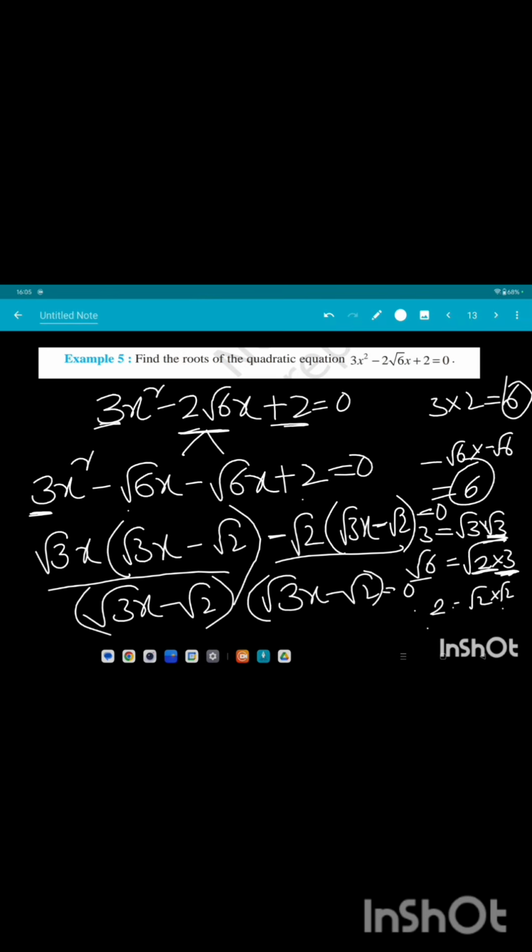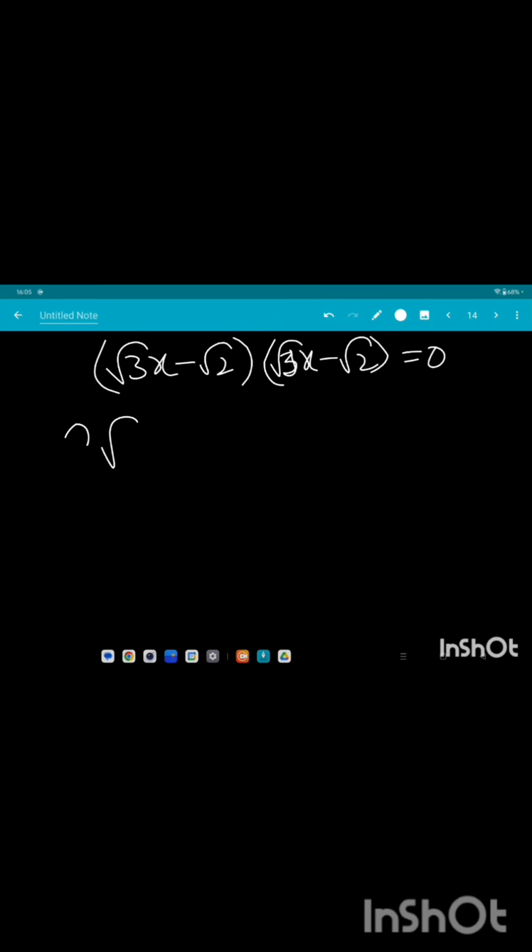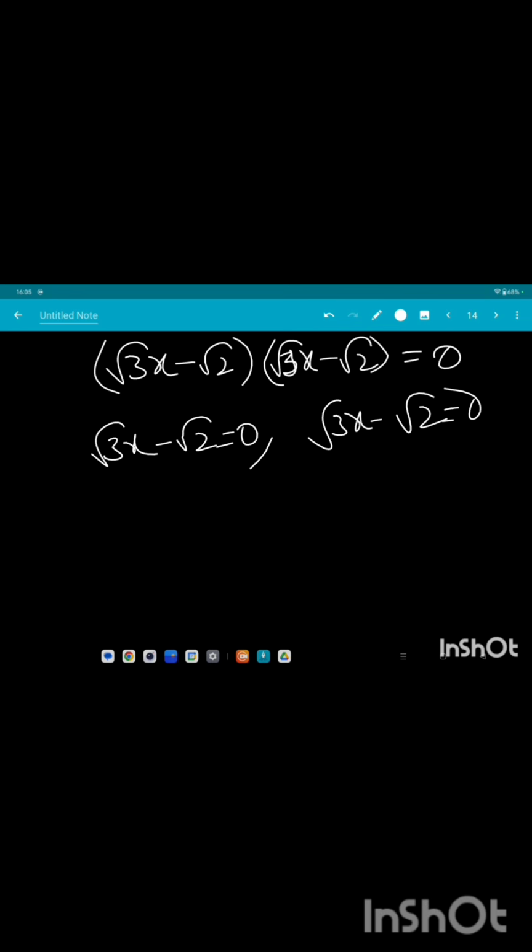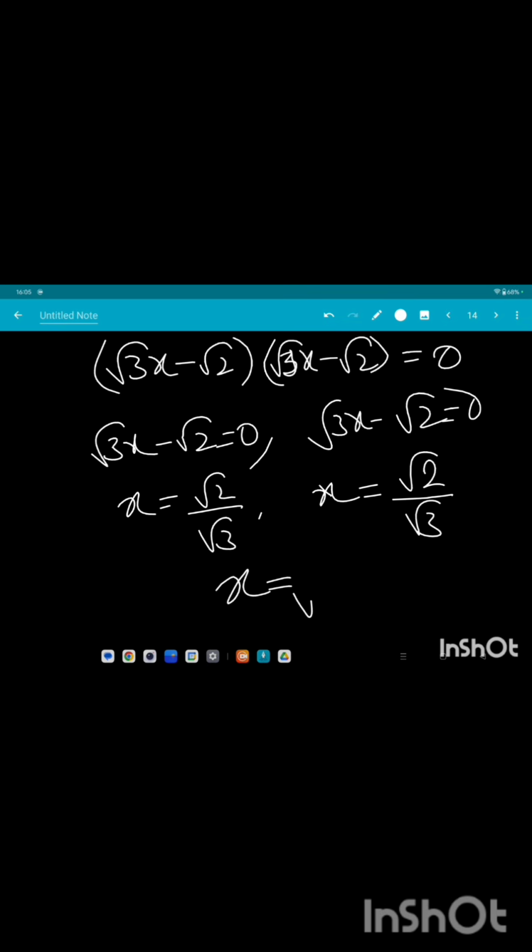I will write it here clearly: root 3x minus root 2, root 3x minus root 2 is equal to 0. Am I right? Yes. Now find the x value. How can we find it? By separating the terms. Root 3x minus root 2 is equal to 0, and root 3x minus root 2 is equal to 0. Here the x value is root 2 divided by root 3, and also here the x value is root 2 divided by root 3. So both the values are the same, which is root 2 by root 3, root 2 by root 3.